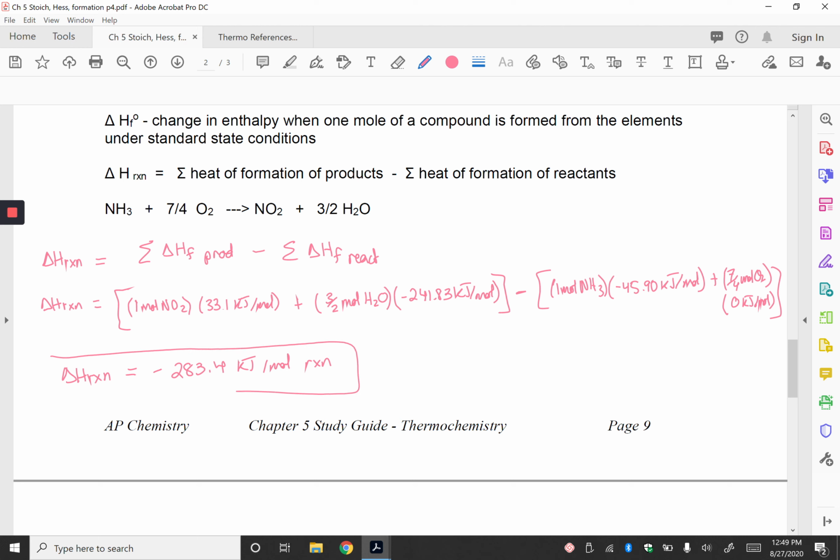And that's your answer. Now, we are looking up stuff on tables. And so that means that our answer is going to be kilojoules per mole. Usually we write mole of reaction. So that means as written. So that's for 1 mole of ammonia, 7/4 mole of oxygen, 1 mole of NO2, and 3/2 moles of H2O. Again, because we look these up from the tables and we use these values of moles. So that's for the quantities that are written in my balanced equation.